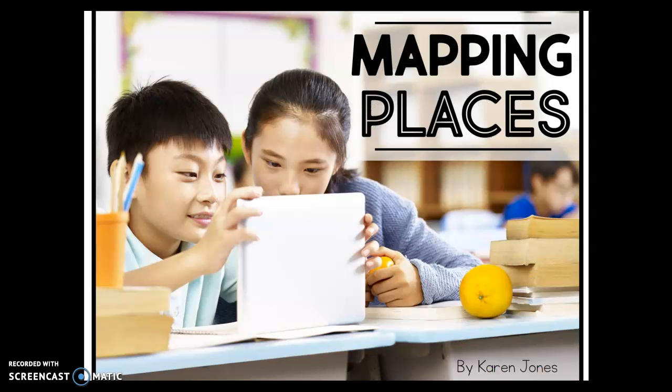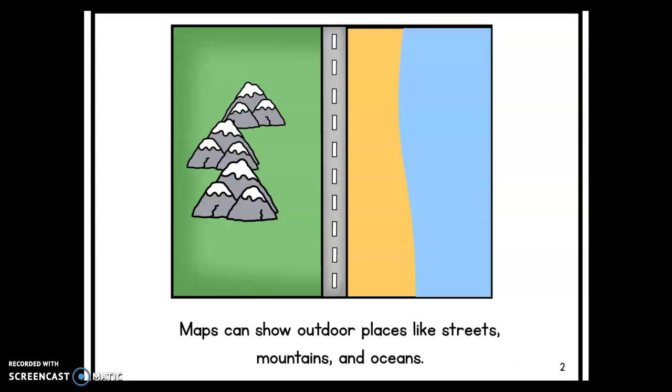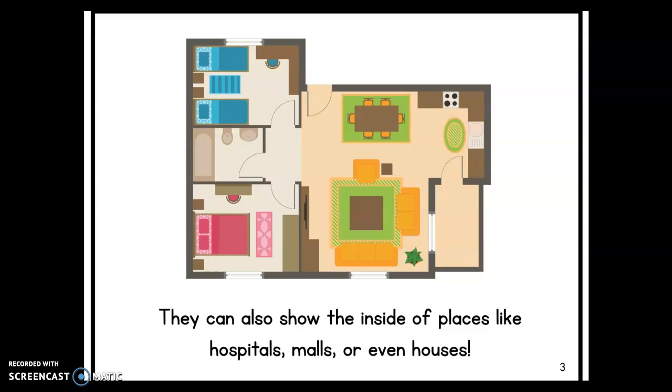Mapping Places by Karen Jones. A map is a picture of a place. Maps show us where to find places or things. Maps can show outdoor places like streets, mountains, and oceans. They can also show the inside of places like hospitals, malls, or even houses.